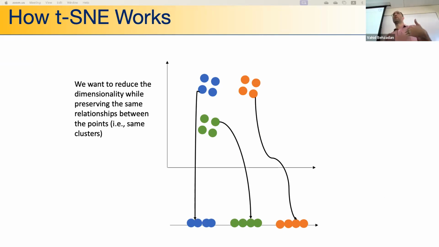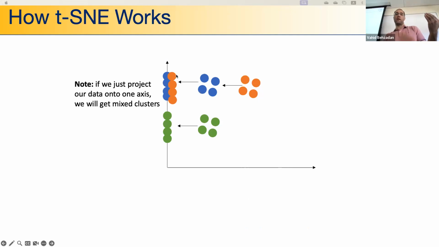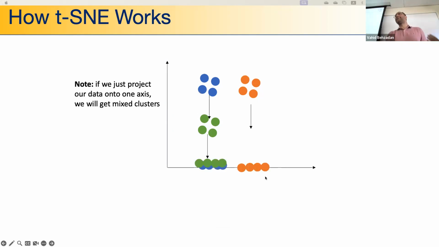Do we just do a projection on one of the dimensions? Because if we do this, we may end up with something like this. If we project on the y-axis, we will get two clusters overlapped. If we do it on the x-axis, we may get another two clusters overlap. So that doesn't help us.